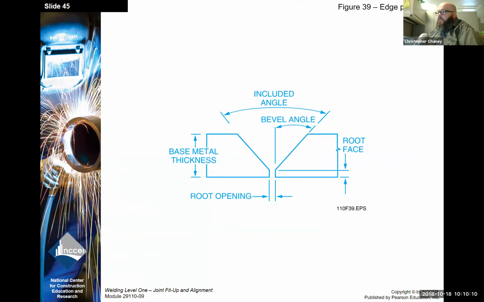Okay, and here's just an illustration showing some different terms and how they relate to edge preparation and plate.